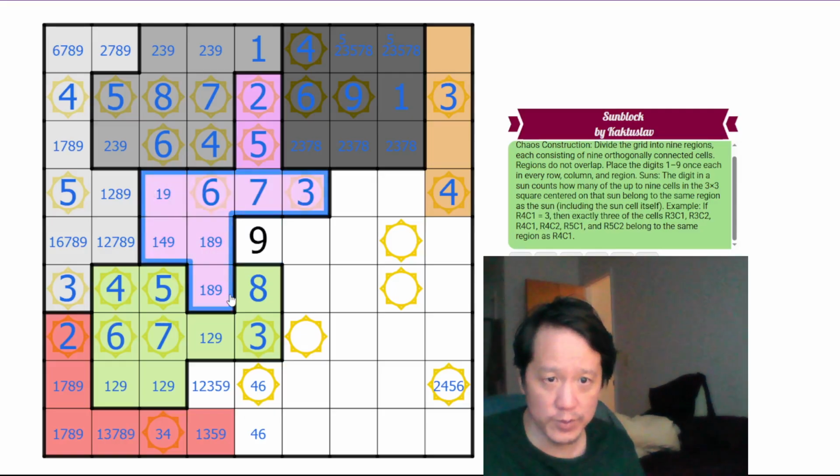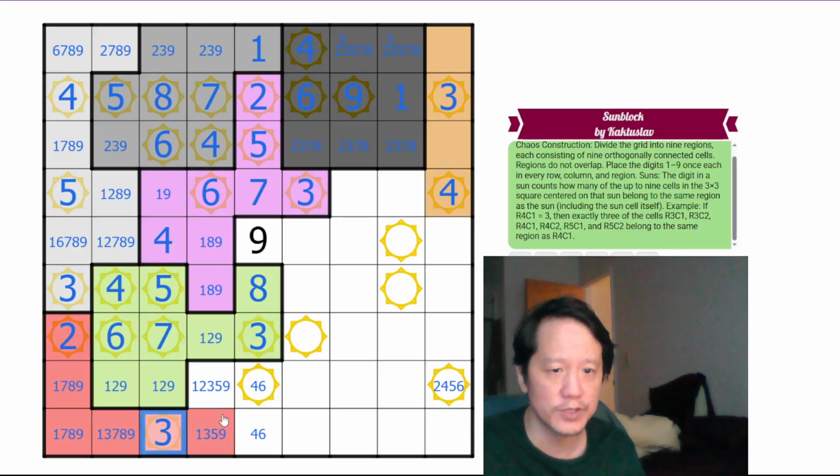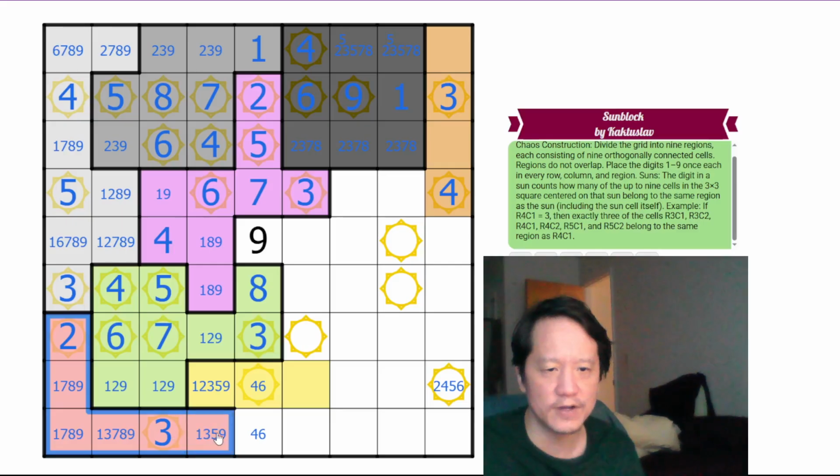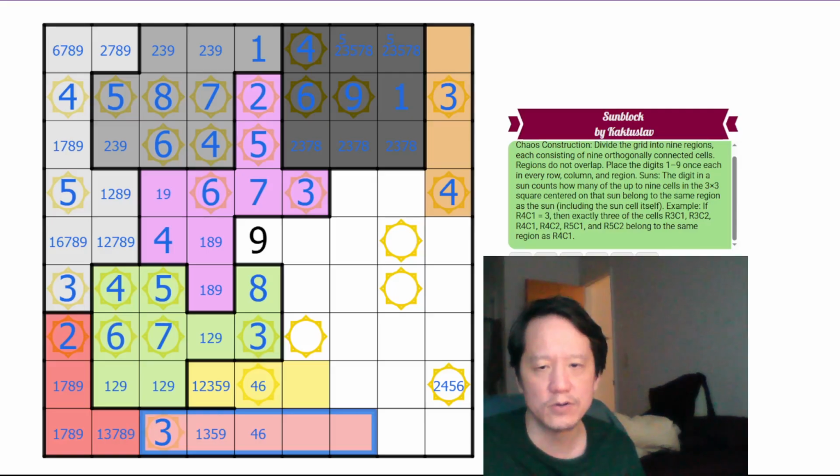Where is 4 in the pink region? It must be here, which means this can't be 4. It's 3, which means this is a boundary here. So we're going to make that yellow. It has to get out. Red has to continue 1, 2, 3, 4, 5, 6, 7, 8, 9. So that's guaranteed red there.